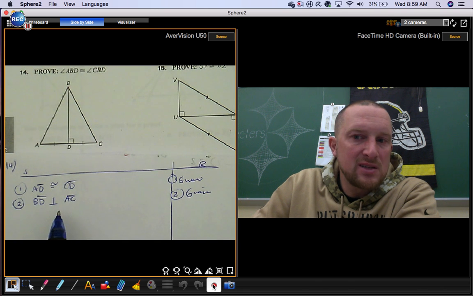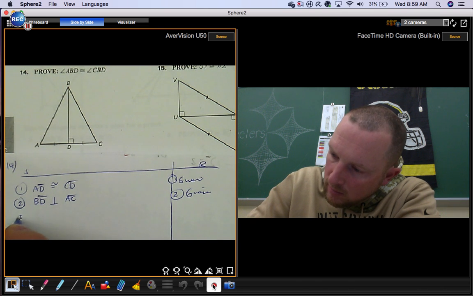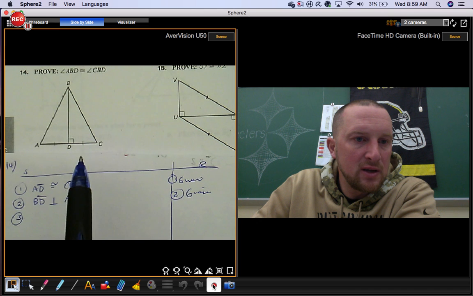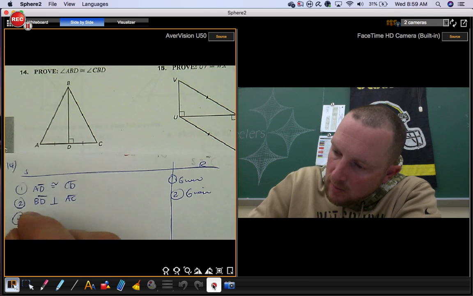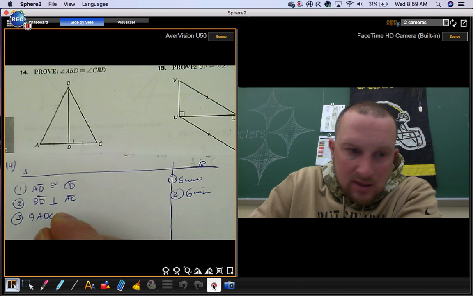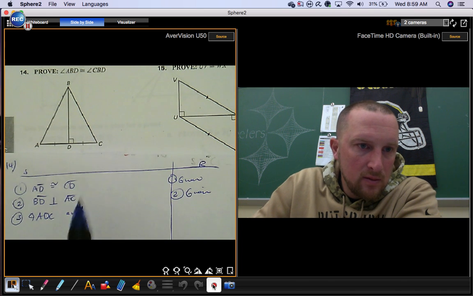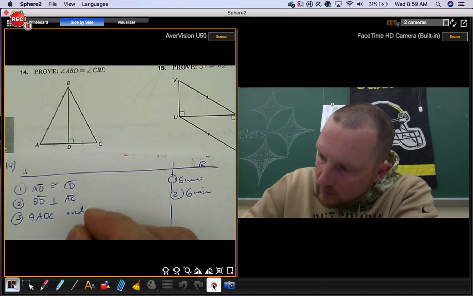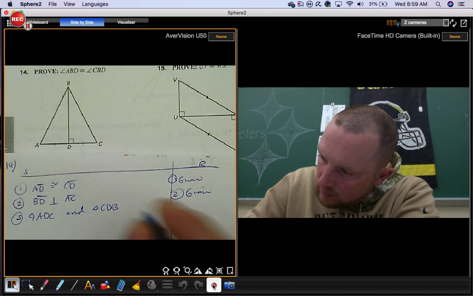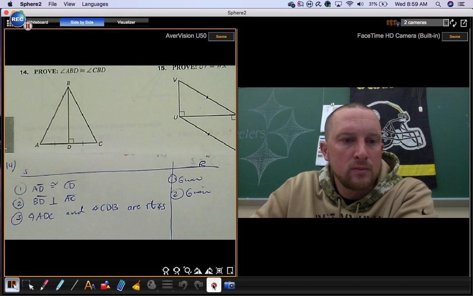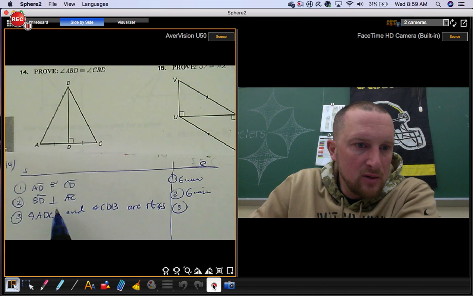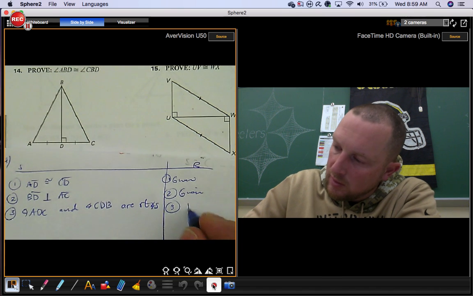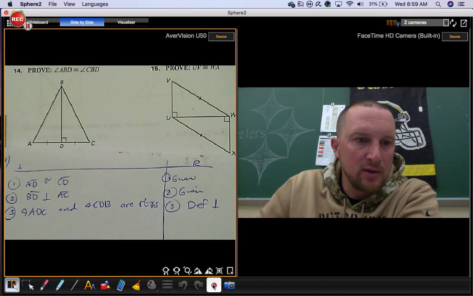Now, you need to make some sense of that. What does that mean? If you have two perpendicular segments, that makes right angles. Angle ADC and angle CDB are right angles. How do you know that? That's what perpendicular means. Perpendicular gives you right angles. That's the definition of perpendicular.